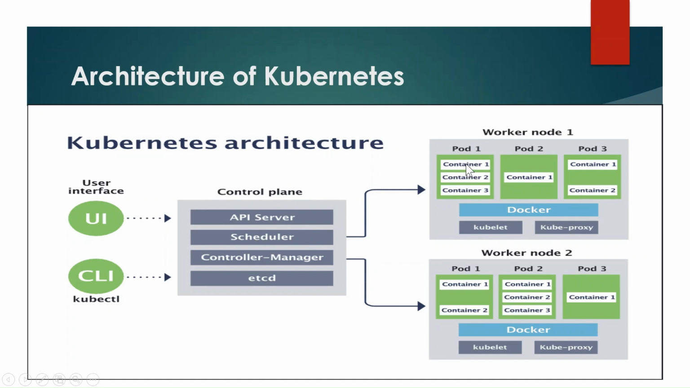So now let's see what is pod. A pod is a group of one or more containers that share the same network, storage, and resources. It is the smallest deployment unit in Kubernetes. So what are containers? A container is like a lightweight and portable package that holds the application and all of its dependencies like libraries and files, so that it can be easily run anywhere.